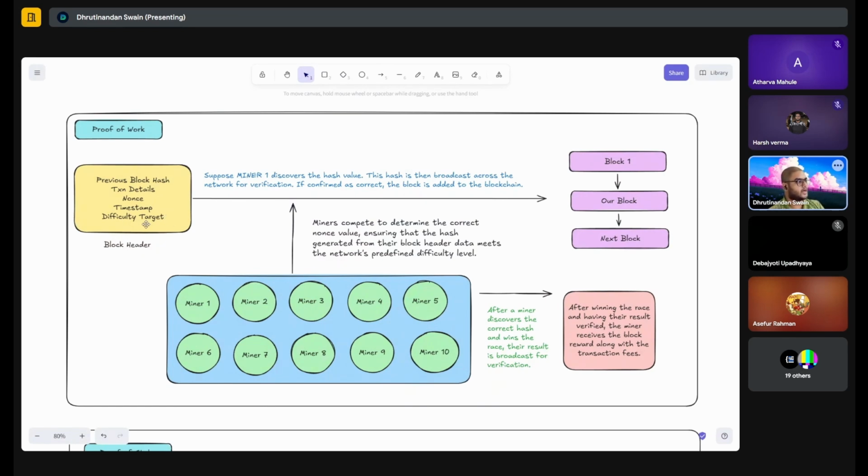So here is the block header. Once the block is initiated, the main task is to find the nonce, and nonce, as I said, is a number used once only.